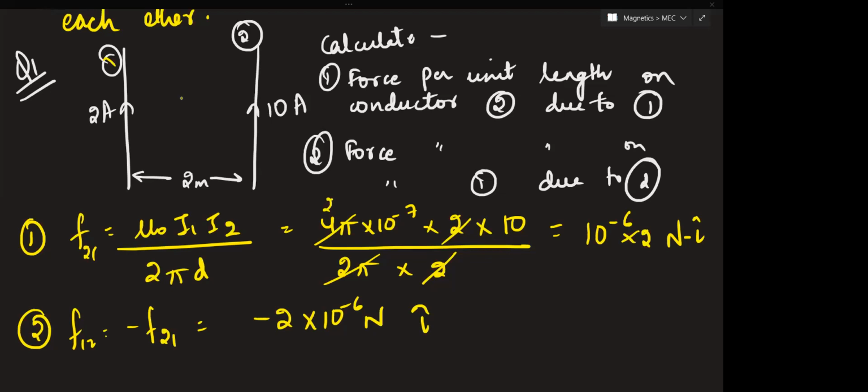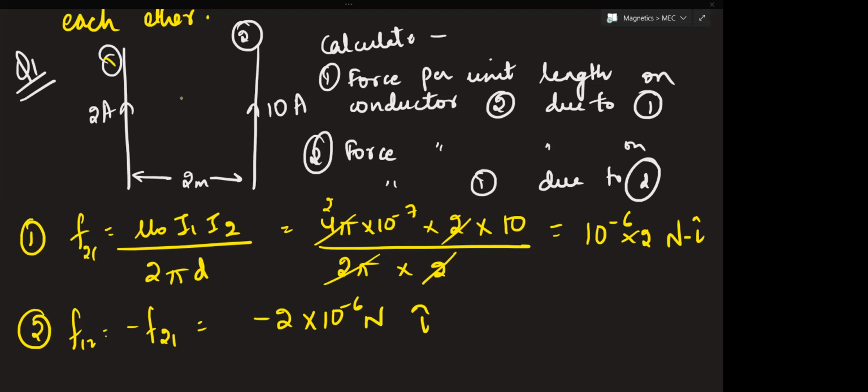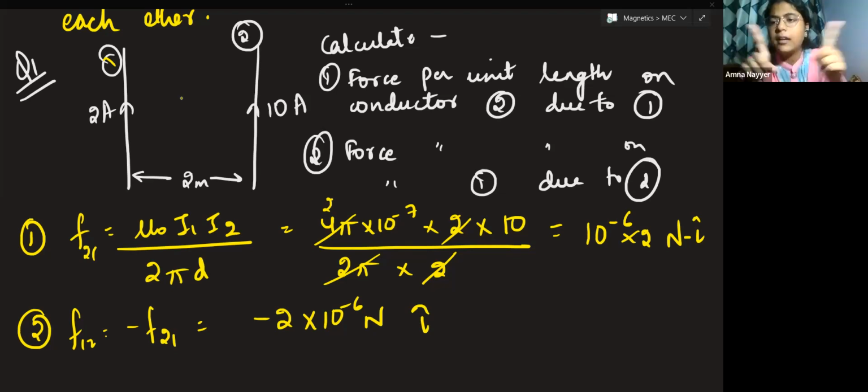Ma'am, can you explain again how you got minus I cap in the first one? See, both of them will attract. You agree, Krishna? Yes, ma'am. So it means both of them will move like this. Attraction is this only, both of them will move like this.